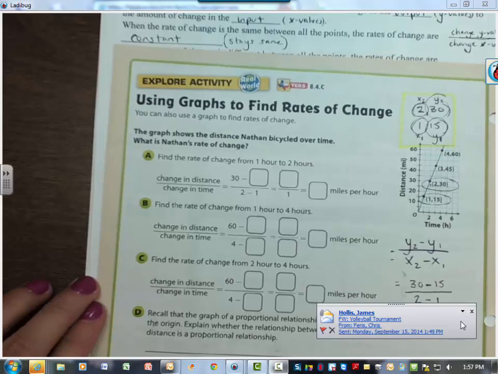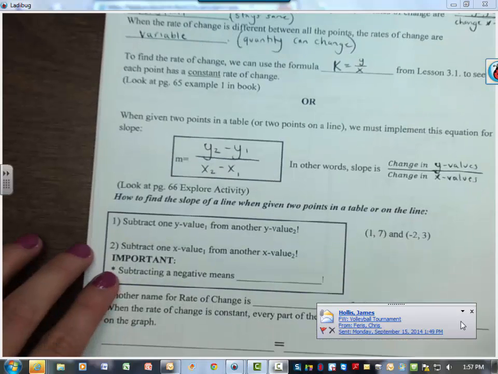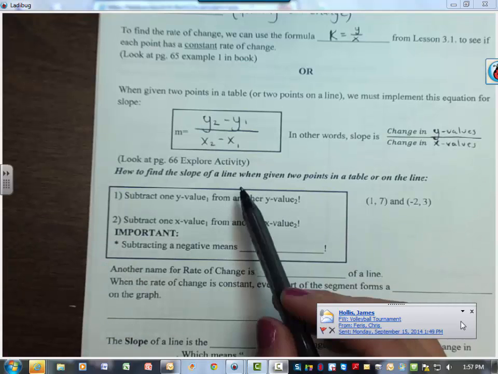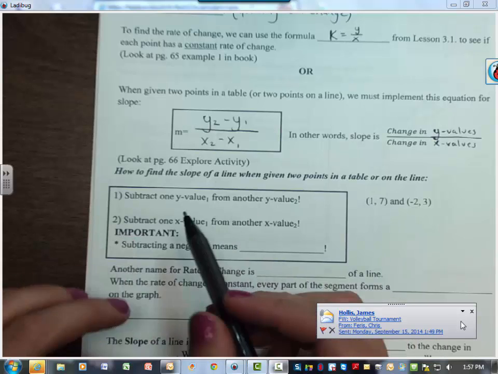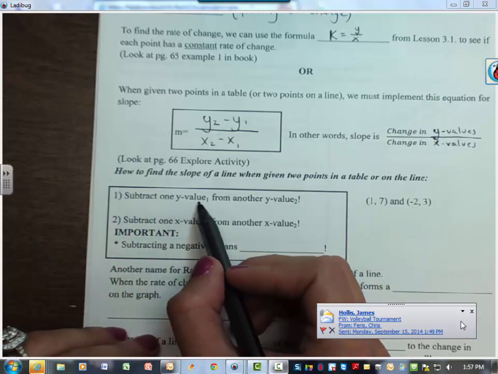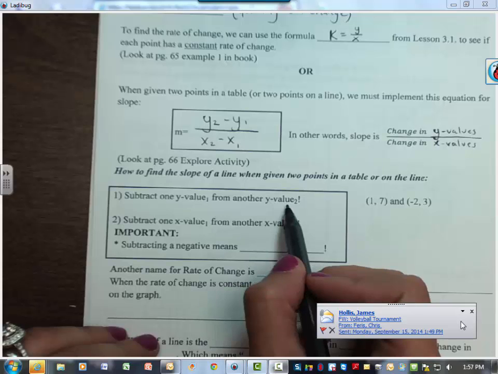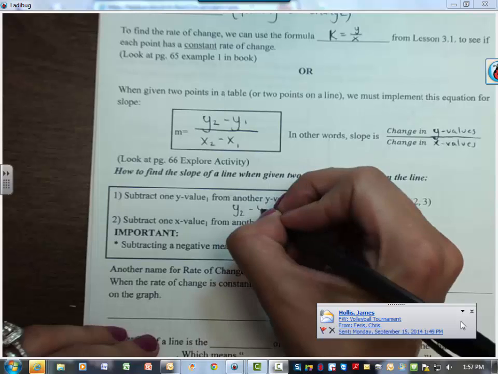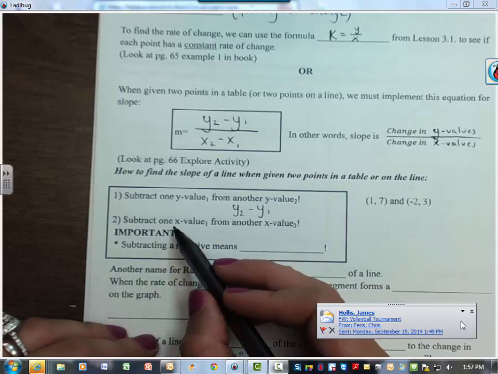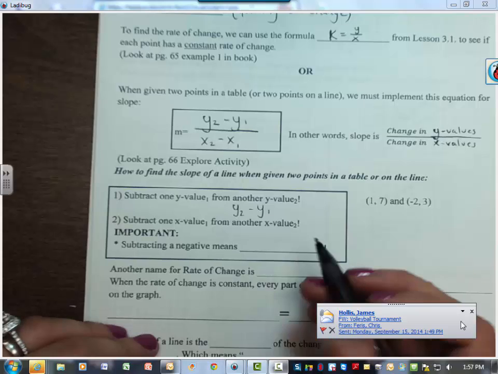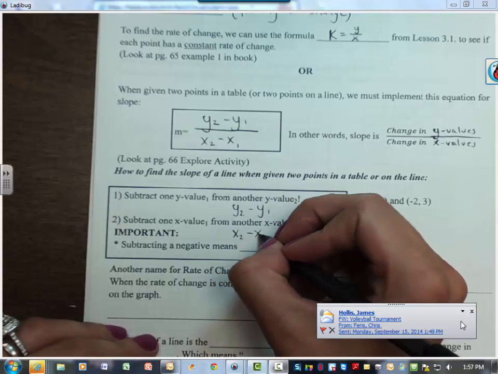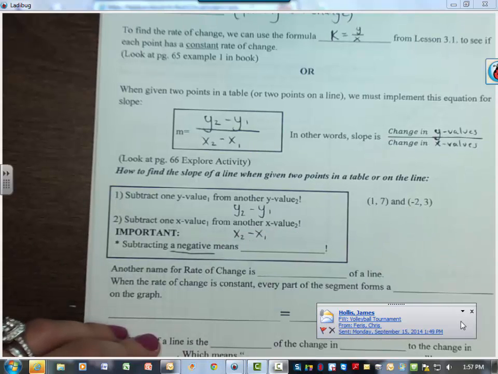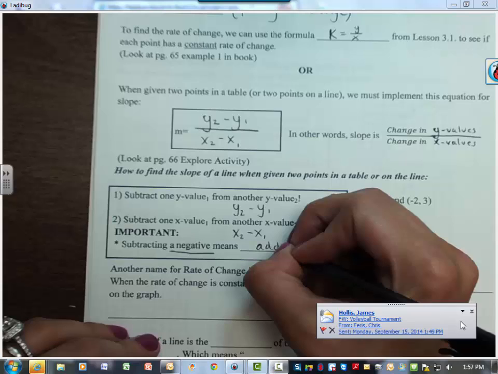So using that formula, if I look at the steps that I gave to you to find the slope of the line given 2 points, these are the steps we need to take. We need to subtract y value 1 from y value 2. So again, that's y2 minus y1. And then we subtract x1 from x2, so x2 minus x1. Remember, when we subtract a negative, that means that we are adding when there are 2 negatives next to each other.